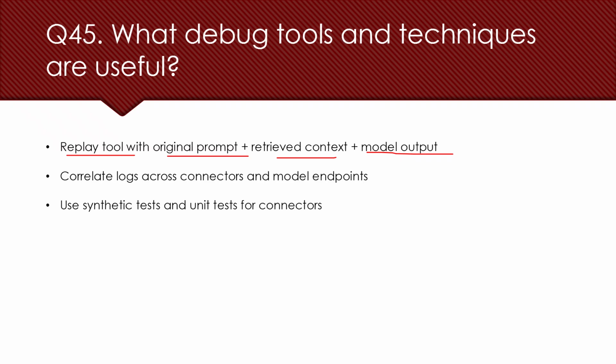We also sometimes have to build unit tests for the connectors that mock external endpoints, and synthetic test suites for common prompts. For the connectors, we can mock them using unit tests or fake API calls. We can correlate logs across connectors and model endpoints. So we use these three things: replay of the original prompt, what context it worked on, and what output our model gave. According to that, we can correlate with the logs to find what exactly went wrong, and in that way we can debug the Copilot agent.